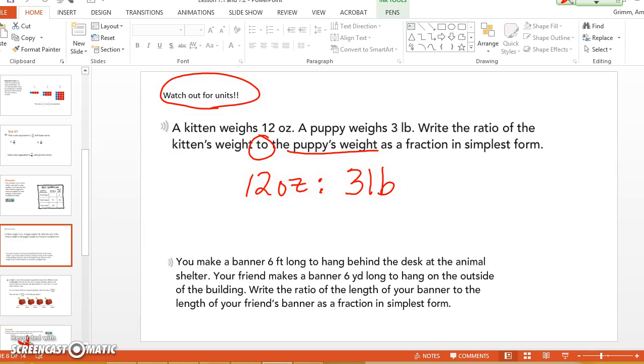How many ounces in a pound? 16. Yes, there are 16 ounces in 1 pound. If you didn't know that, where would you go to look? Internet. Yeah, just go look it up on the internet. Okay, so we would have 12, and we're going to take 3 times 16. What is that, 48? Okay, and then this says as a fraction in simplest form. Am I in simplest form? No, so I would reduce that. So I could say 1/4.